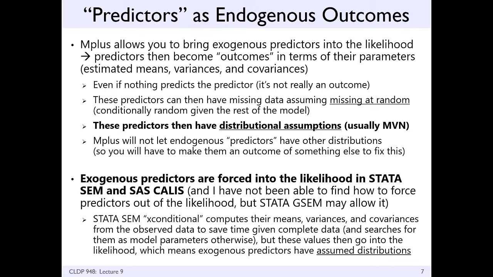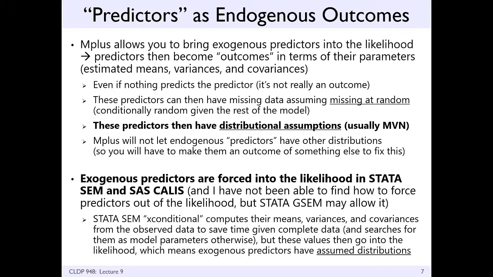There is a version of Stata. The SEM package, I believe everything is in the likelihood, but GSEM, it's supposed to have the option. So this is something to pay attention to when you're looking at different software packages, whether or not you're allowed to have predictors be part of the likelihood or not as an option. Whenever you have predictors in Mplus, and you reference their mean, variance, or covariance, you're putting them in the likelihood.